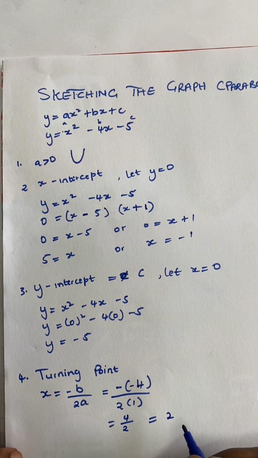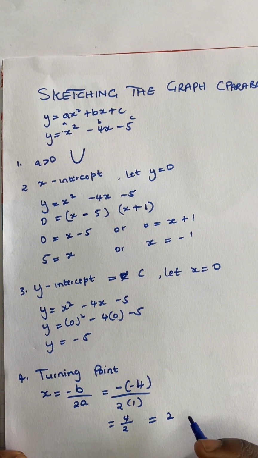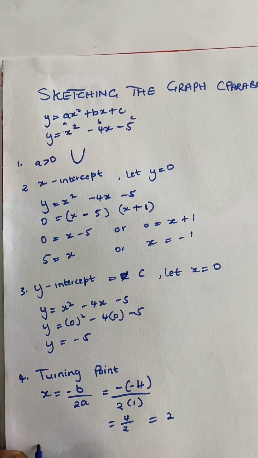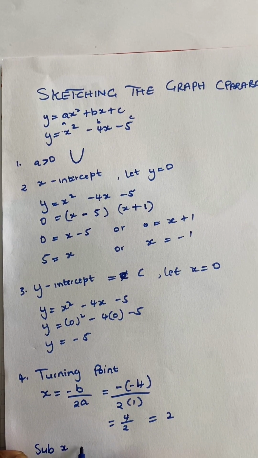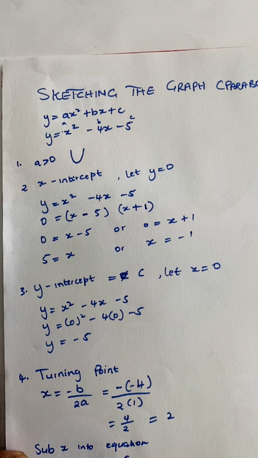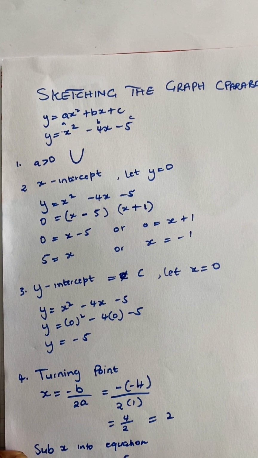All right, and then I said that you take an x value and substitute it back into the original formula to get the y value. Substitute x into the equation to get y, right? So y is equal to x squared minus 4x minus 5. So y is equal to 2 squared minus 4 into 2 minus 5.